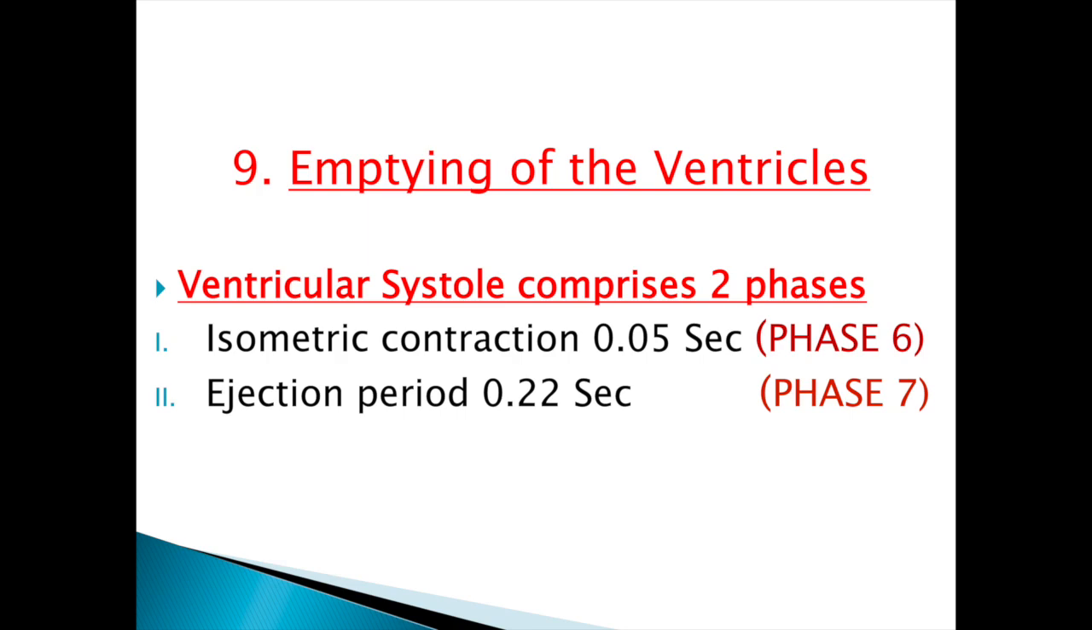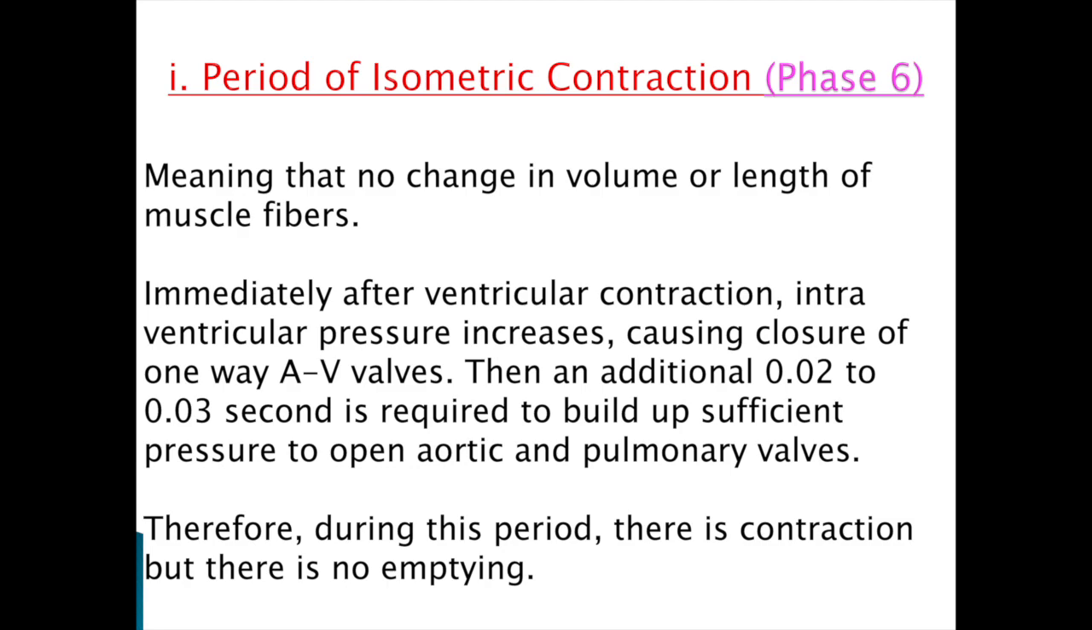So we will start with the first phase, the period of isovolumic contraction, meaning no change in volume or length of the muscle fiber. Immediately after ventricular contraction, intraventricular pressure increases. This causes the blood to flow back to the atria, but as the atrioventricular valves are one way, this backflow closes the valves by a force and by a sound which is known as the first heart sound. Atrioventricular valves closed and first heart sound is produced, and its duration is 0.02 to 0.03 seconds.